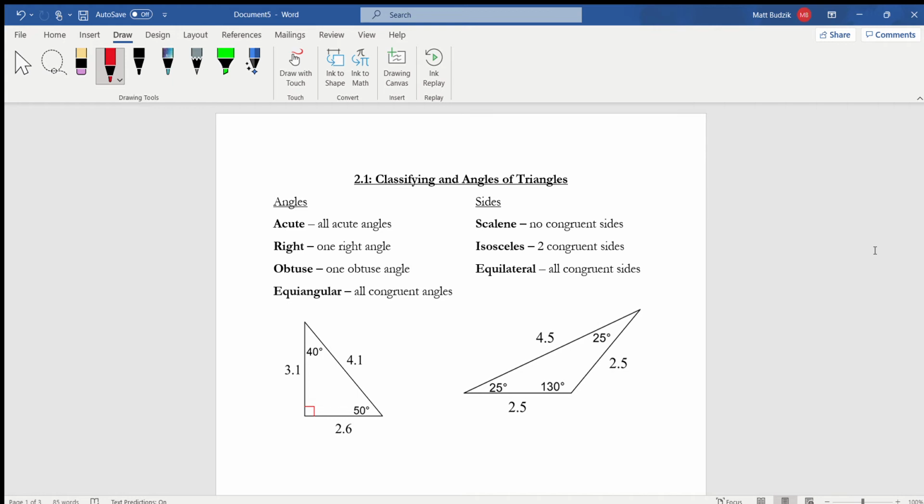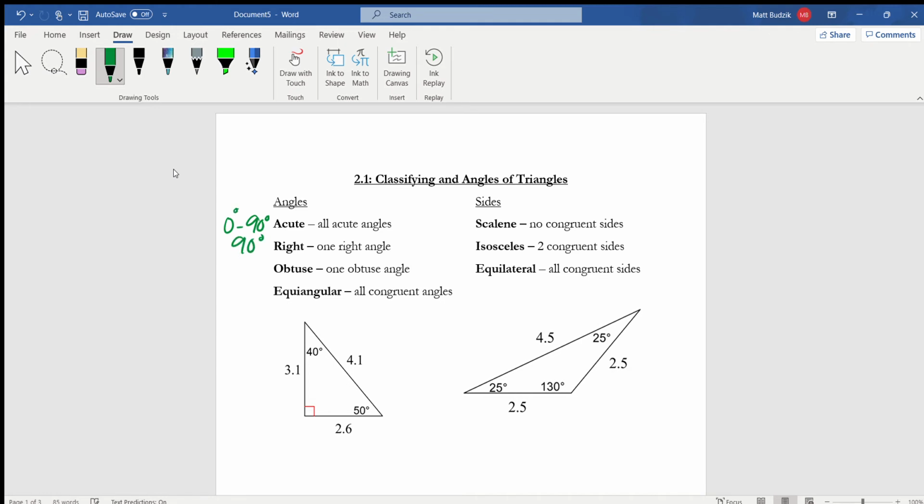We have an acute triangle if all of the angles are acute. Remember, acute angles are between 0 and 90, so anything from 0 to 90 degrees. A right triangle has one right angle in it. So remember, a right angle is 90 degrees.